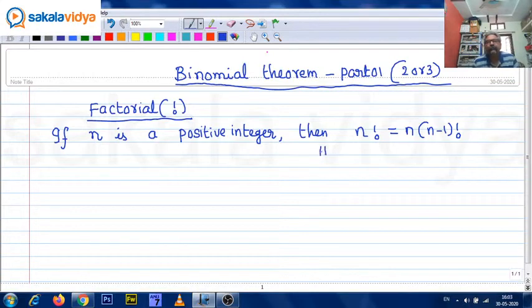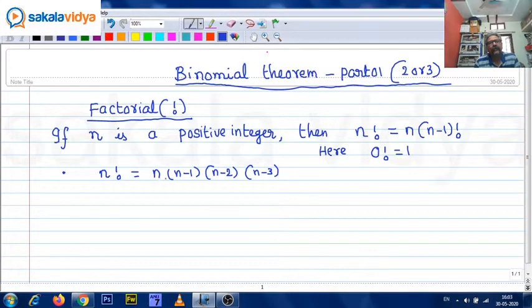Here we need to make an agreement: 0 factorial we need to consider as 1. That can be proved in permutations and combinations, no doubt. Please remind me, I will prove 0 factorial is equal to 1 also. Leave it for a while; you need to take 0 factorial equal to 1. Next, n factorial means n into n minus 1, n minus 2, n minus 3, starting from n and subtracting 1 each time, down to 3 into 2 into 1. This is the product of the first n natural numbers.